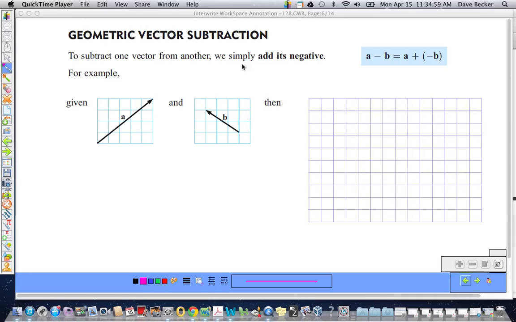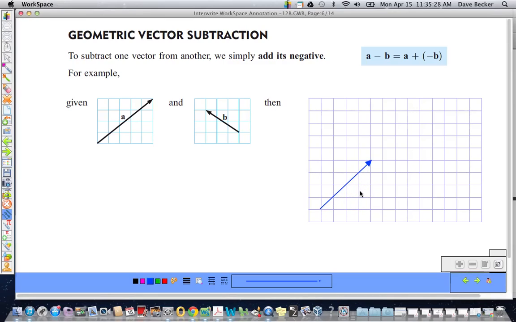To subtract one vector from another, we simply add its negative. A minus B is equal to A plus negative B. So for example, if I had this vector A, which I will draw, I'll start here, 1, 2, 3, 4, 5 over, up 1, 2, 3. Okay, so there's vector A.